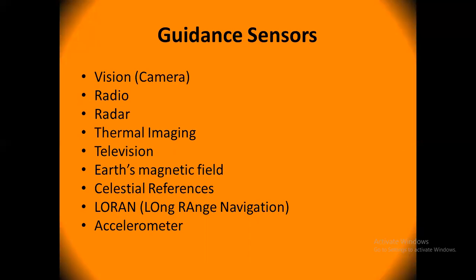Then comes the long range navigation system, which is basically a transmitter that is used for communication. Then come the celestial references. It is very important, because you cannot always expect a war in the afternoon time when you can see everything.